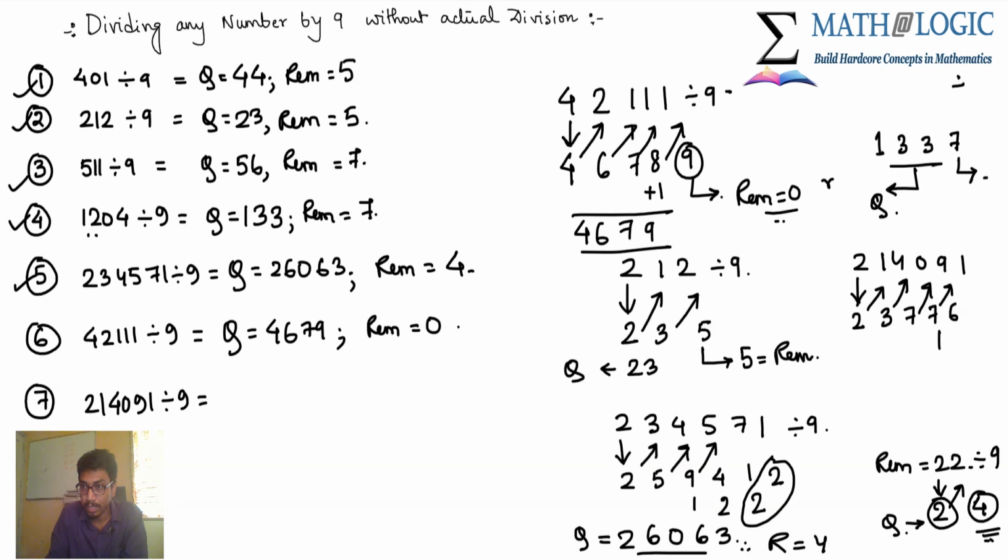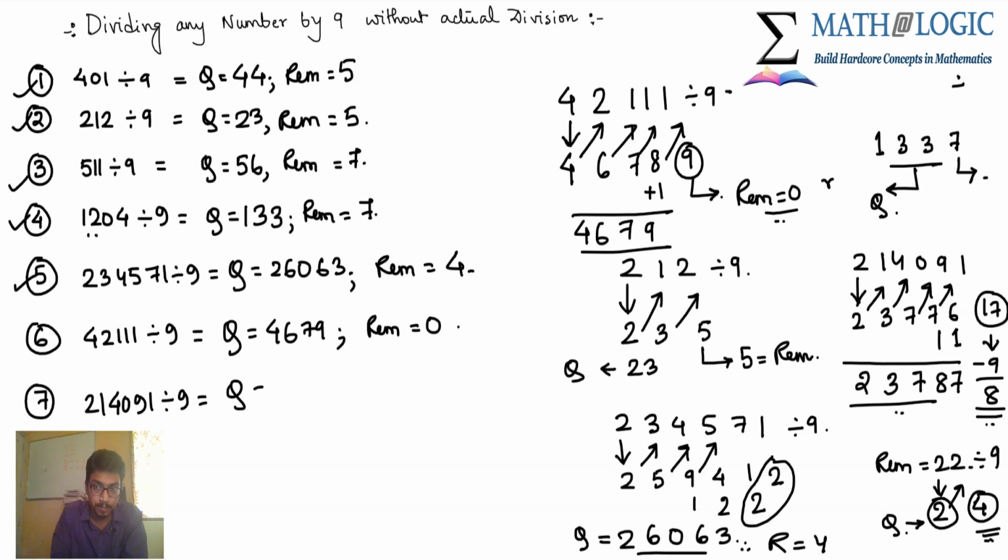So this 17 is the remainder, but it is also bigger than 9, so it will be divisible by how many times? One time. So we will be adding 1 over here, and then 8 is the remainder. So what is the quotient then? It is 7 8 7 3 2. So that means the quotient is 23787, and what is the remainder? Remainder is 8. You can check it also.